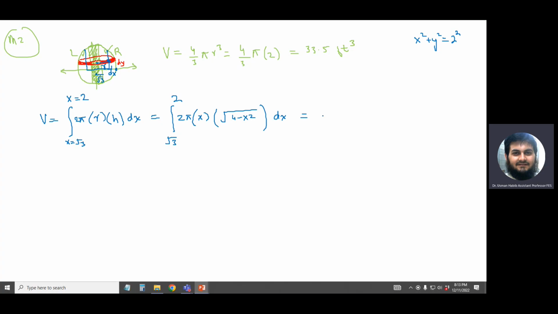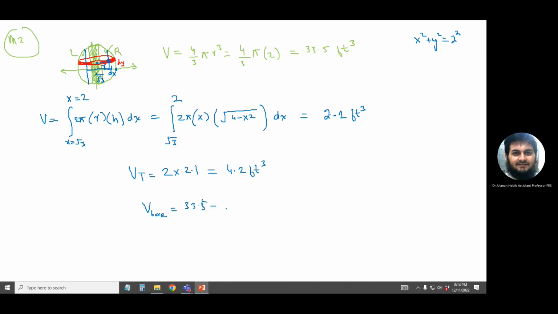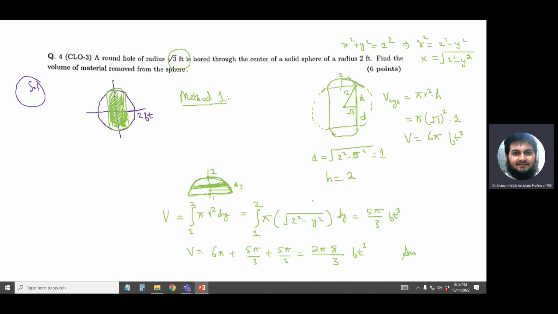And once you solve it, you get an answer of 2.1 cubic feet. We know this is only for the top one. For the bottom one, V total will be equal to 2 times this 2.1, because we have the upper one and the lower one as well, and we get 4.2 cubic feet. Now, if we subtract V of the bore from the total volume, which is 33.5 minus 4.2, you're going to get something similar to 28 pi over 3 cubic feet. The same answer as we got before with a different method.